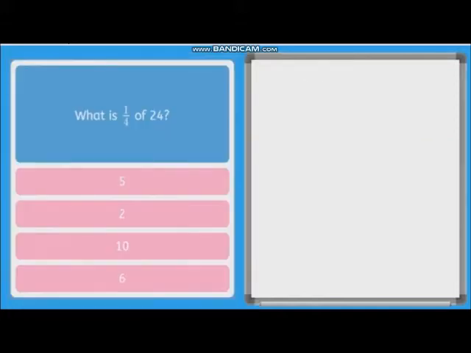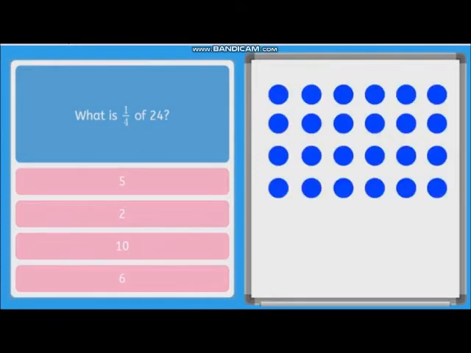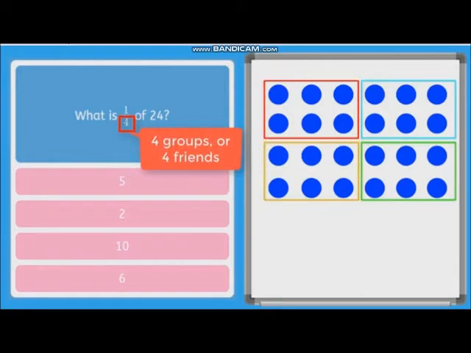Let's take one more example. What is 1/4 of 24? Here we have to divide 24 candies, you can say, in 4 equal groups. अब हमें यहाँ पे 4 groups में इन 24 candies को divide करना है. Now how many candies will each group get? So हम 4 groups या 4 friends में इन 24 candies को divide कर रहे हैं.